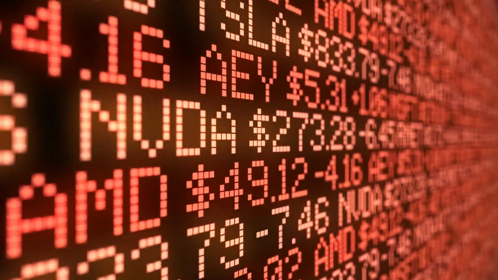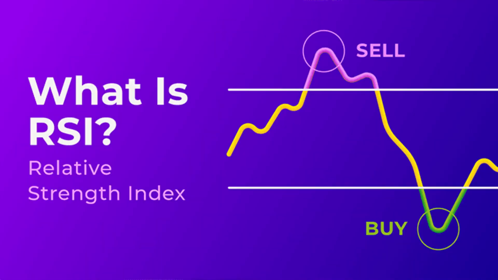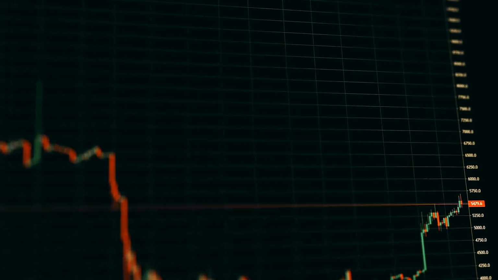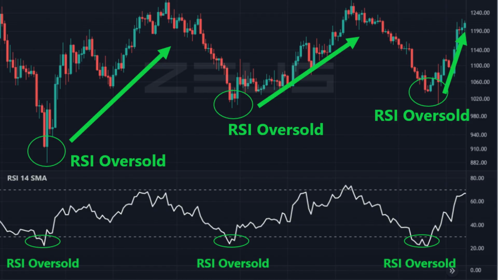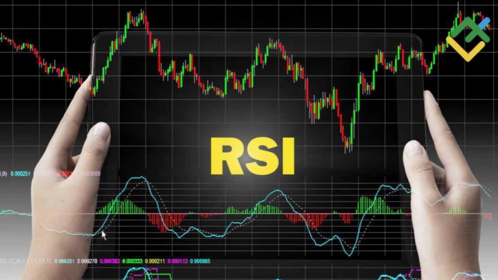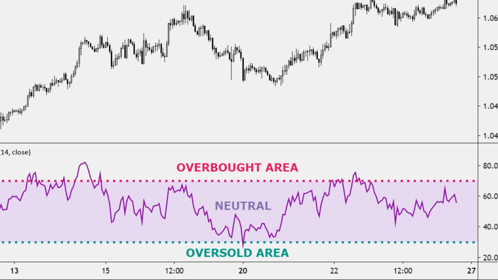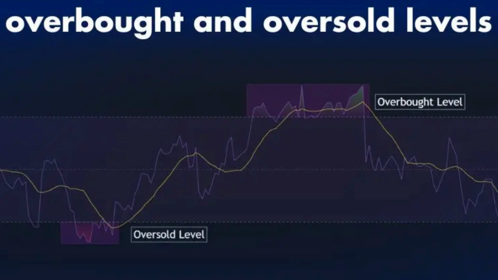RSI stands for Relative Strength Index. It's a momentum indicator that measures how strong a trend is and whether the market is overbought or oversold. RSI moves between 0 and 100 and helps traders answer one simple question: is the market too expensive or too cheap right now?